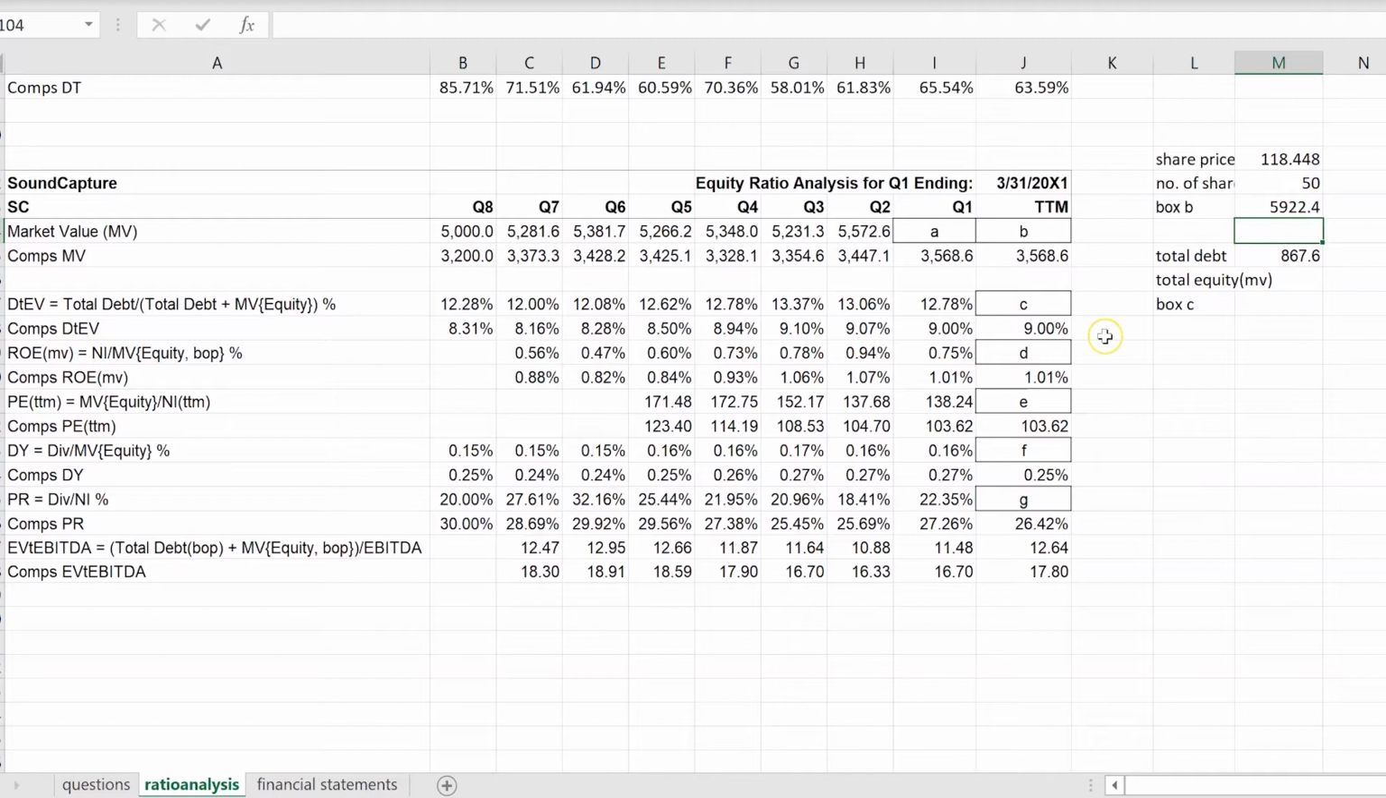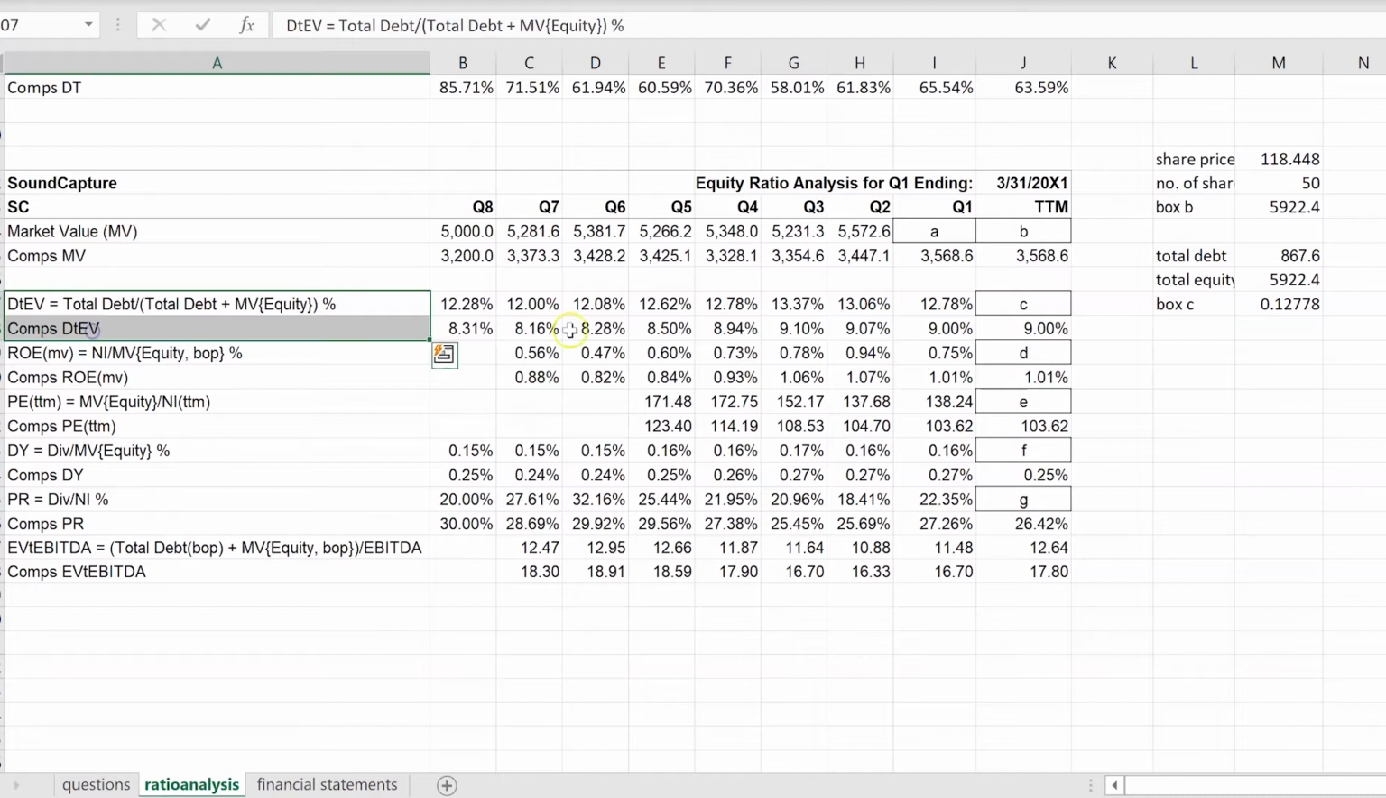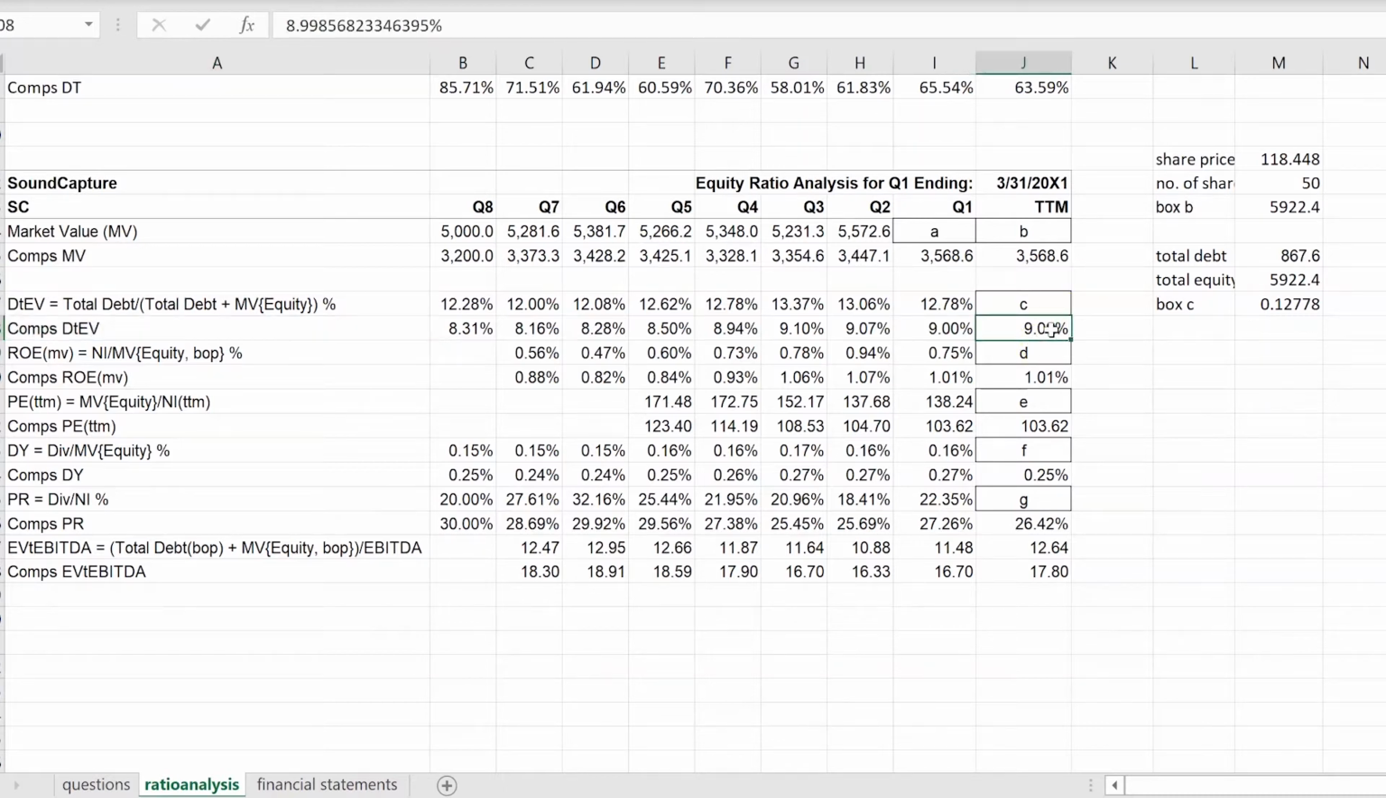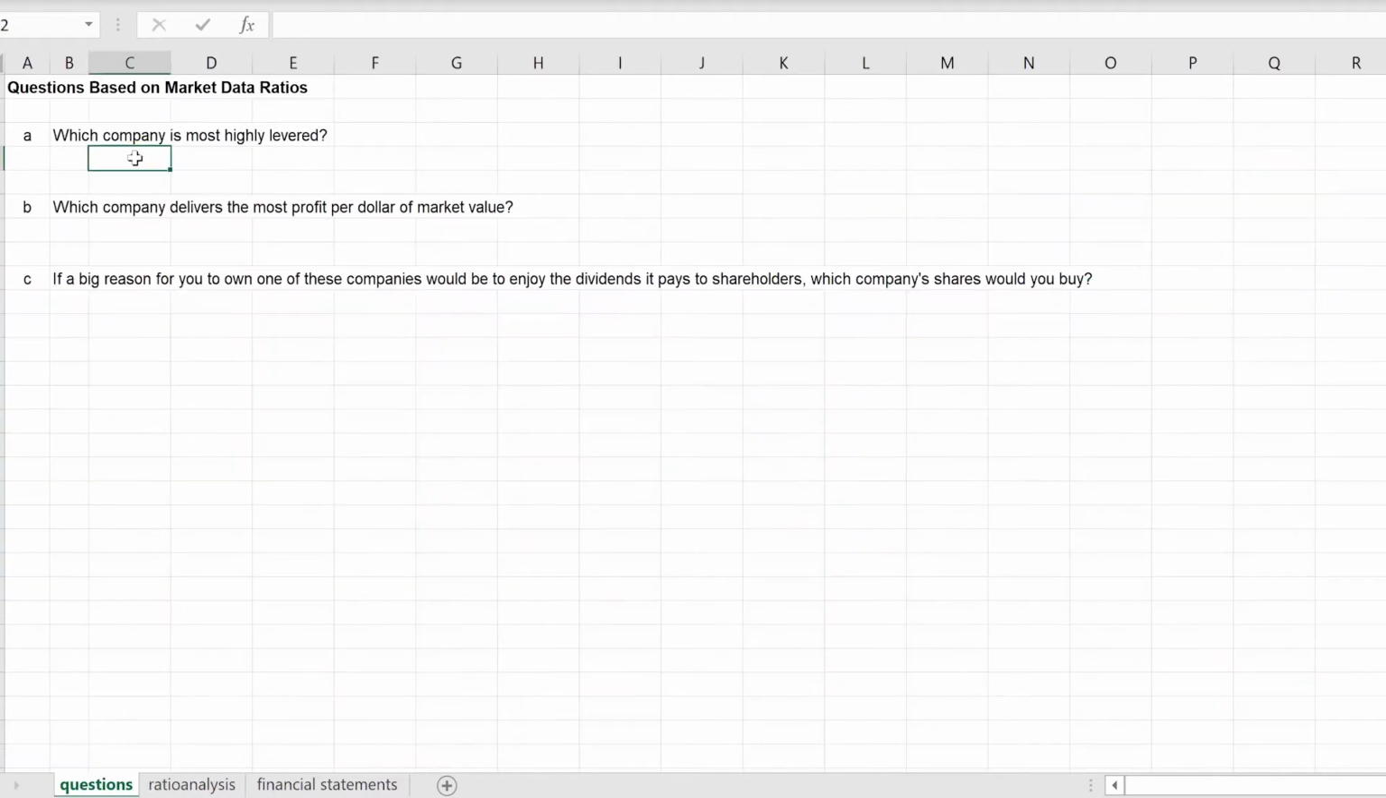All right, so we found that the market value of equity, 12 trailing months, is 5922.4. So we'll go ahead and put that down here. Okay, and so then to solve for box C, which will be the debt to enterprise value, we are just going to use this equation right here with these numbers and solve for it. And we got 0.12778, or roughly 12.78%, which if we looked at its comparables, debt to enterprise value, it looks like SoundCapture is more highly levered than its comparable company because it's sitting at 12.78%, while its comparable is sitting at 9% leverage. So we're going to say SoundCapture, and because we looked at the debt to enterprise value ratio.